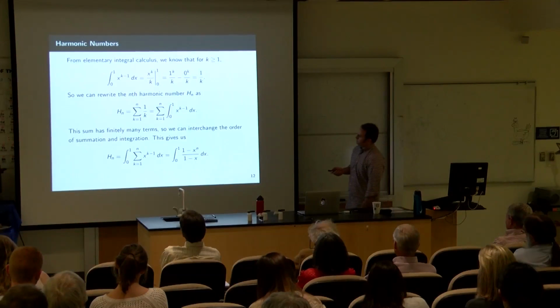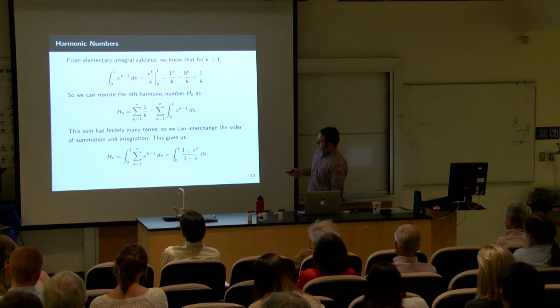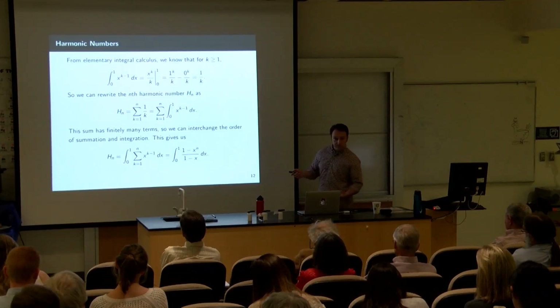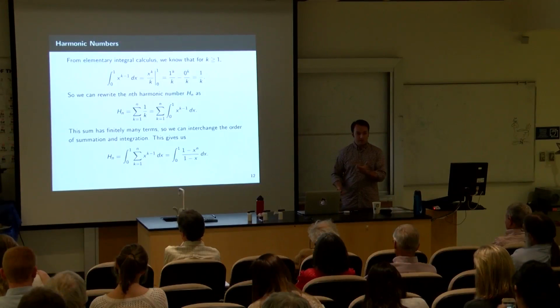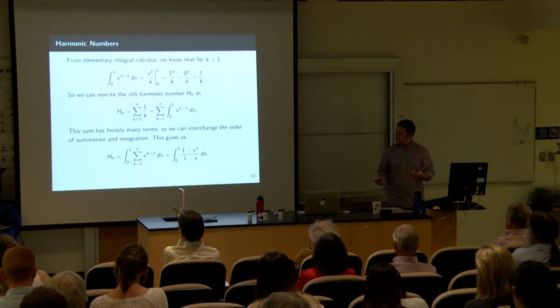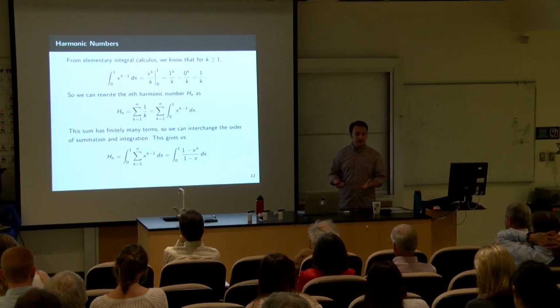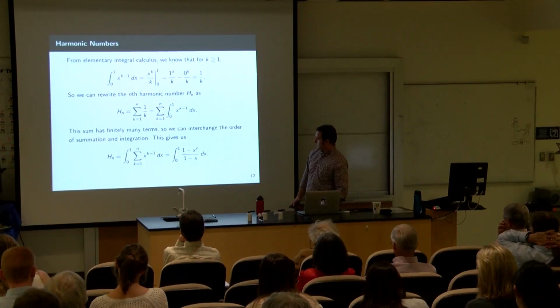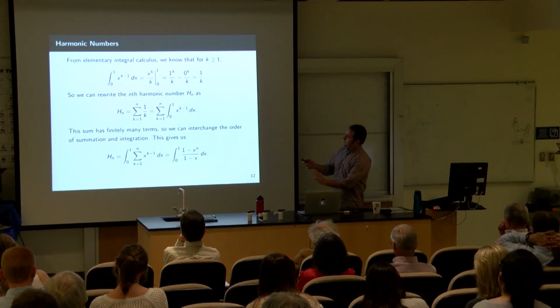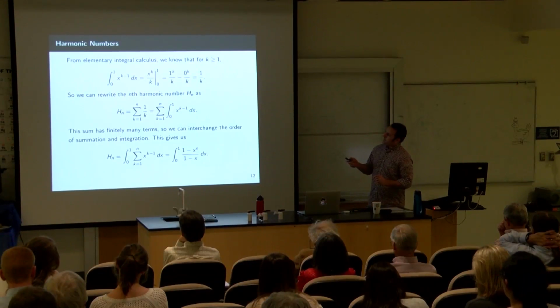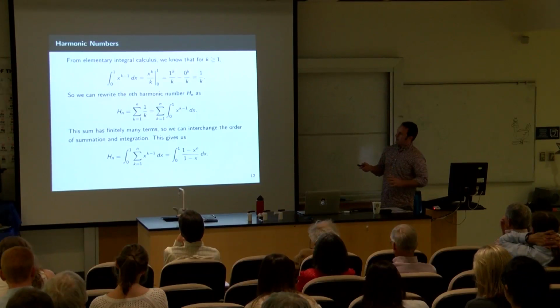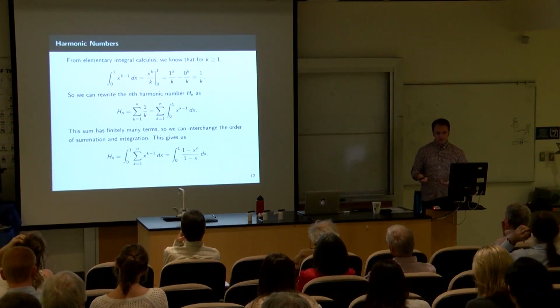Now, we know what this is. This is a geometric series, so I can write this as 1 minus x to the n over 1 minus x. So now I have an integral that gives me the nth harmonic number. It's not a sum. It's not necessarily simpler than that sum, but at least it looks different. And this is a very simple example of a technique that we'll use later.